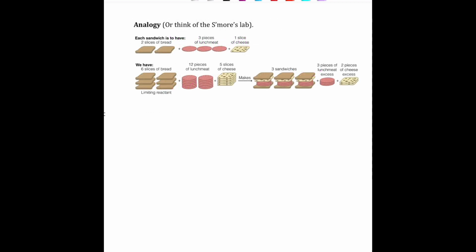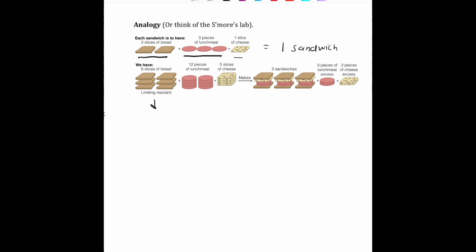Thinking about limiting reactants and reactants in excess in terms of food is an easier way to think about it just because it's something relatable to us. However, the process is no different than when we're using an actual equation in chemistry. So let's say that we had 2 slices of bread, 3 pieces of meat, and 1 slice of cheese, and this equals 1 sandwich.